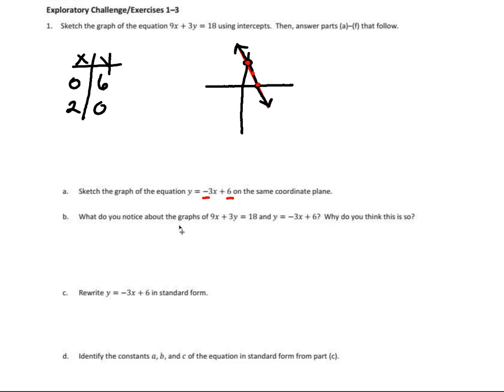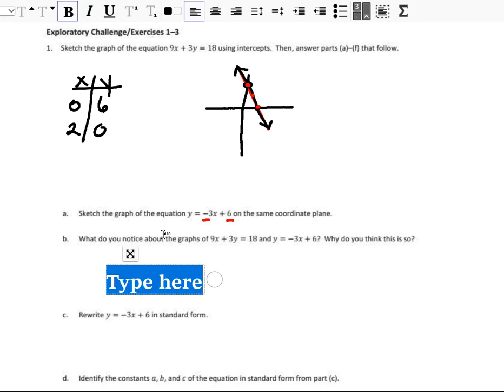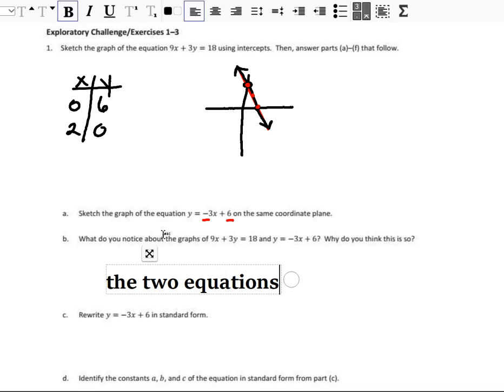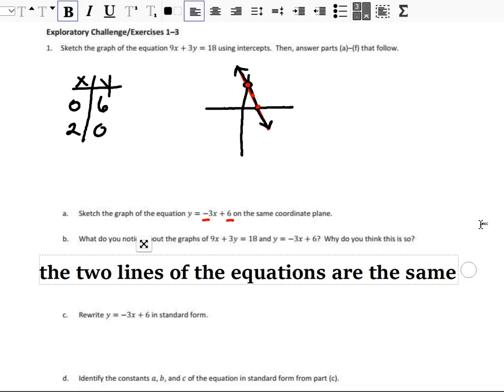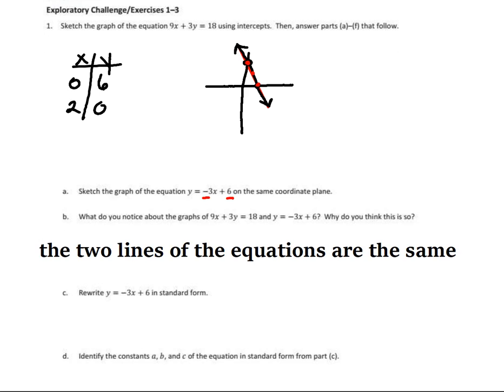What do you notice about it? What did I just say? What did we notice? Well, the two equations are the same. No, the two lines of the equations are the same, okay?